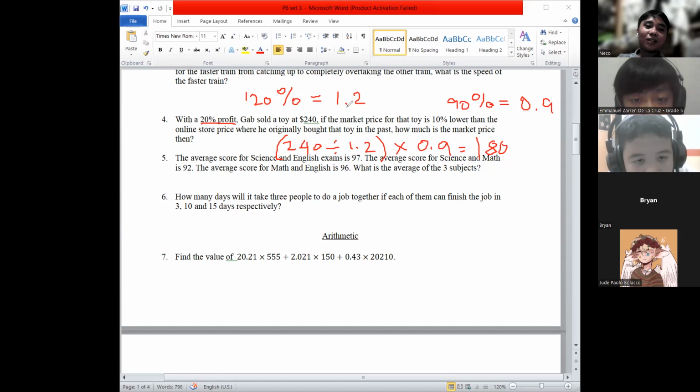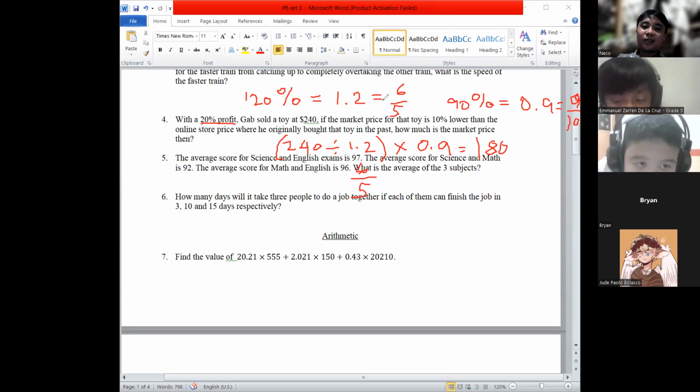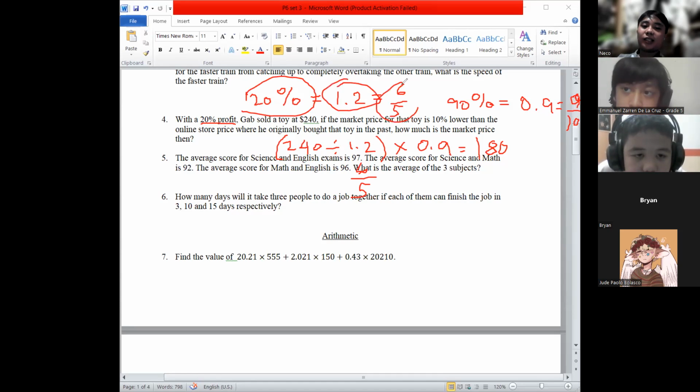Or you can use fractions. Okay, you can have 1.2 in fractions, like 6/5, right? This is actually equal to 6/5. So instead of dividing by 1.2 here, you can divide by 6/5. You can still have the same answer. This one right here, you can have 9/10 instead. So you can not force yourself to learn percentages and decimals. You can do fractions, okay? I'm just letting you know that those are just the same things, just expressed differently. That's it.